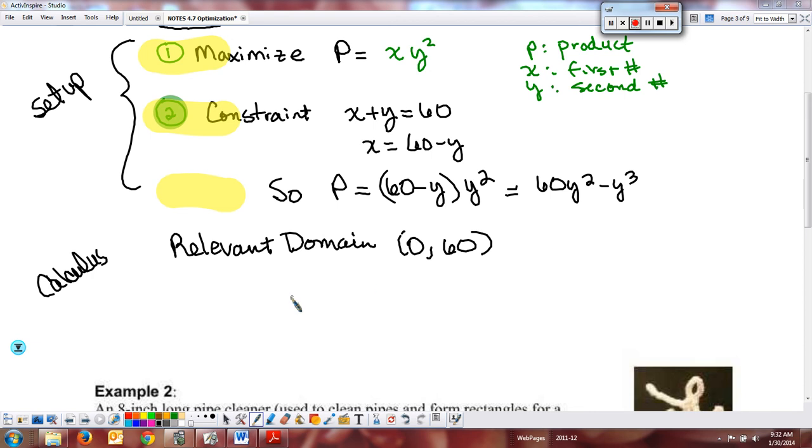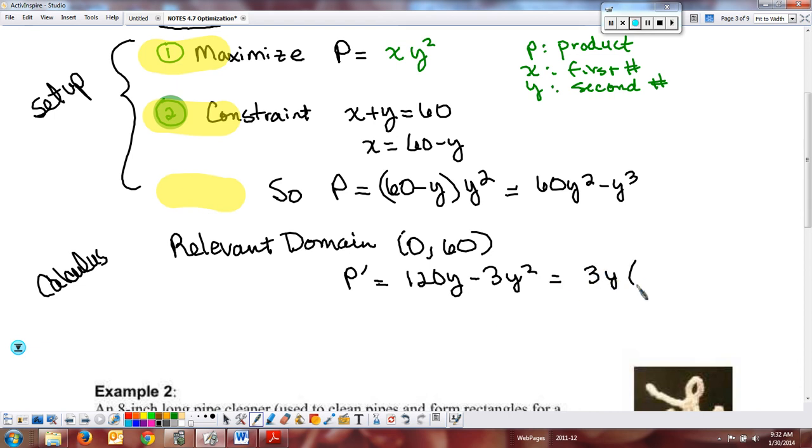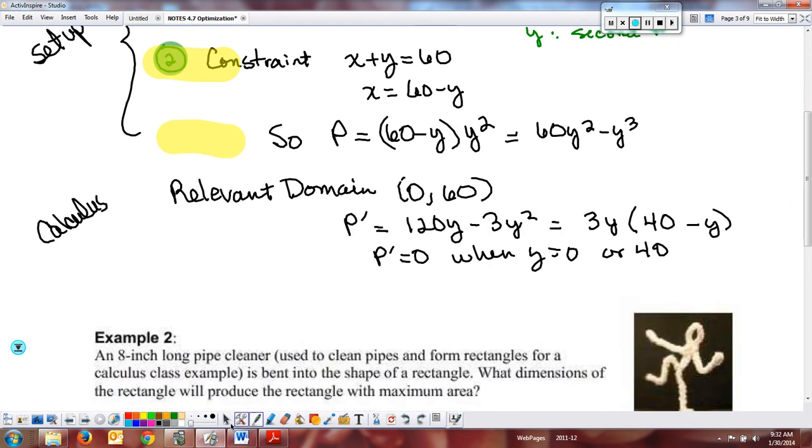All right, so our first derivative is going to be, we'll go ahead and label it down here, P prime equals 120y minus 3y squared. So that's fairly easy, straightforward to do. Let's go ahead and factor it. I can pull out a common factor of 3y. I'm left with 40 minus y. And as soon as I get to here, I can immediately go, that derivative is equal to 0 when y equals 0 or 40. Now, as we are working through the problem, we recognize that 0 is not in our relevant domain, don't have to worry about it. So we're now just looking at our one critical value of 40.